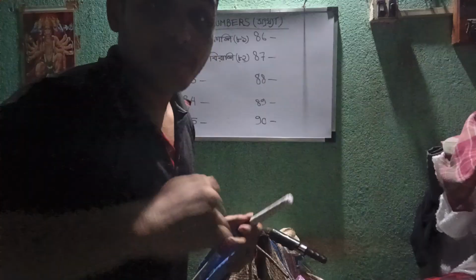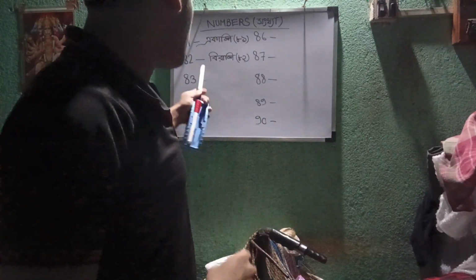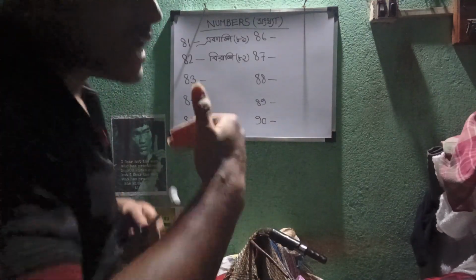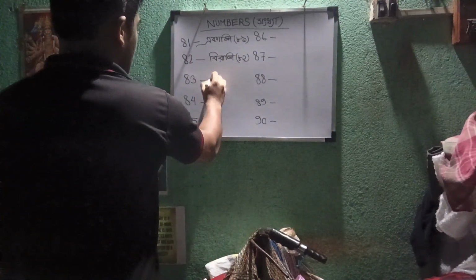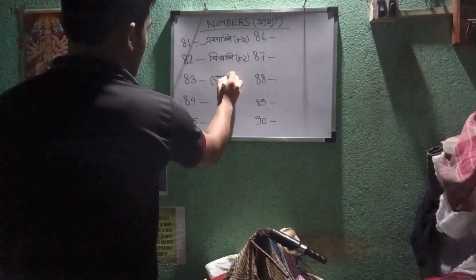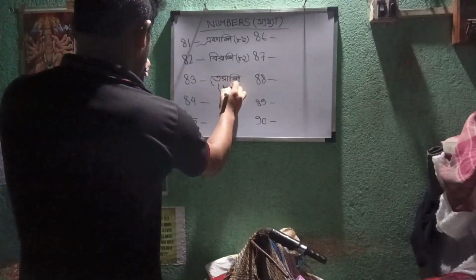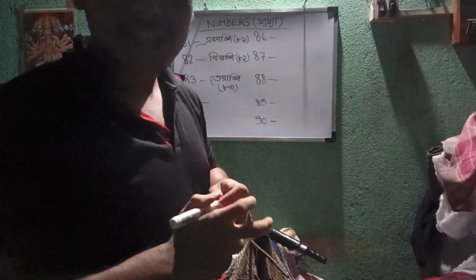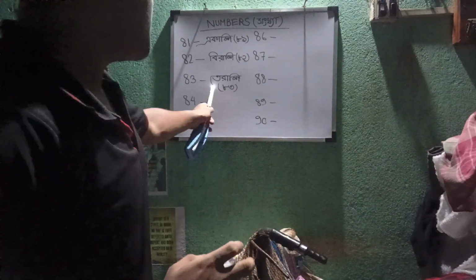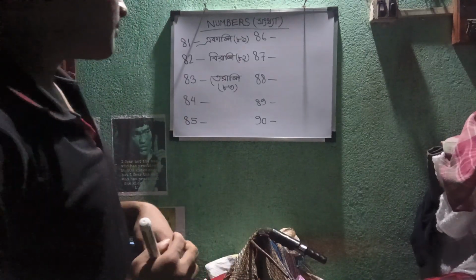After 82, birâshi, we are moving forward to 83. 83 means tirâshi. So here this is 8 and this is 3. So tirâshi means 83.